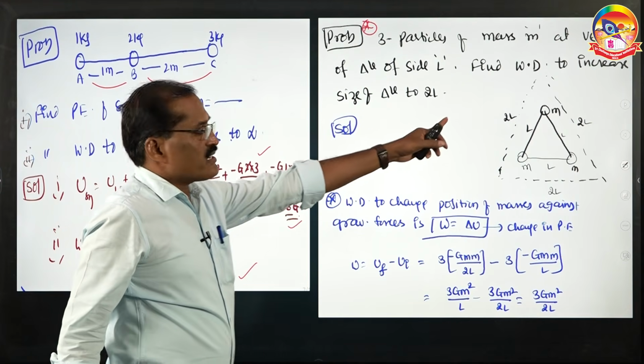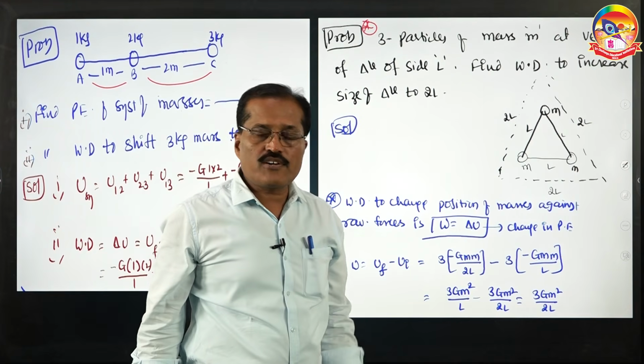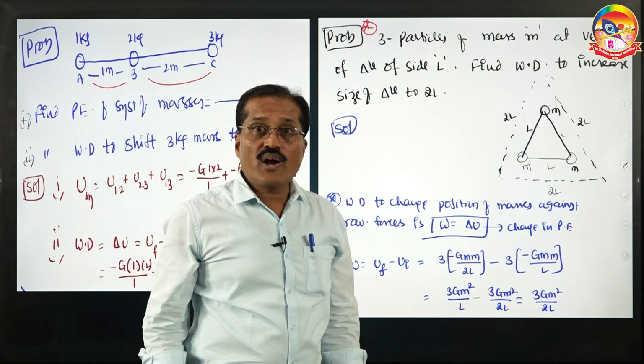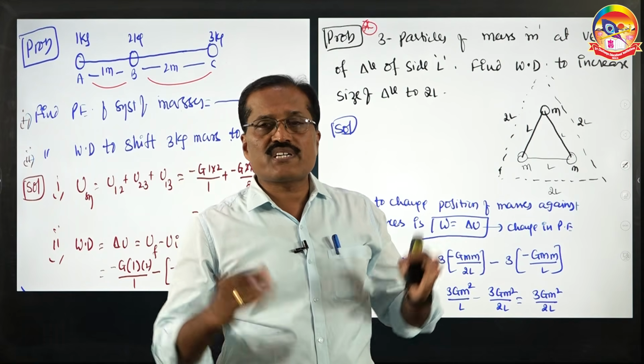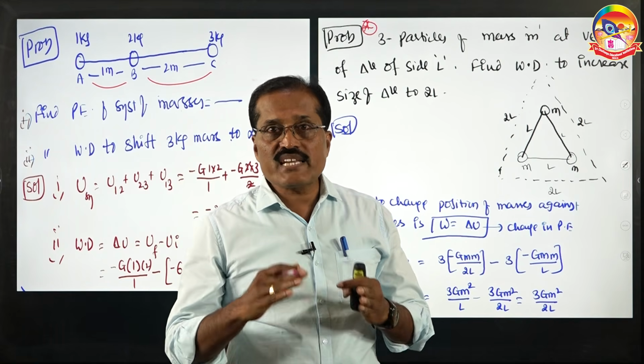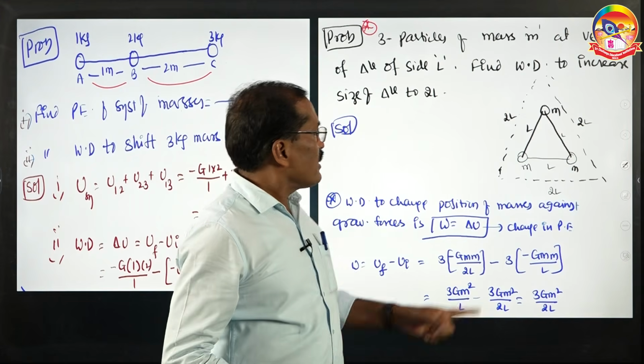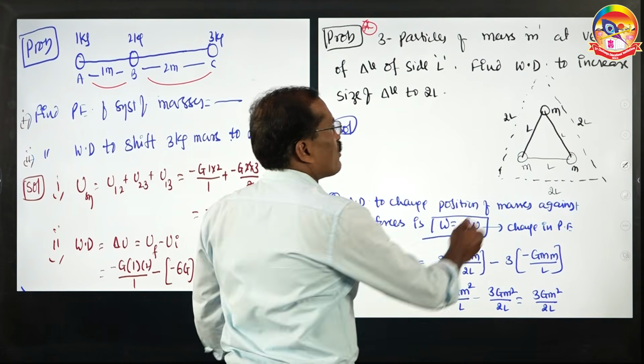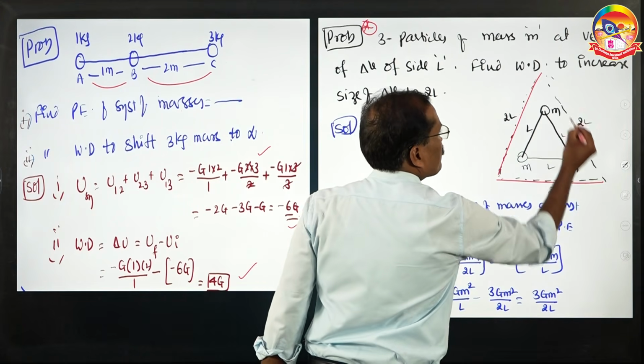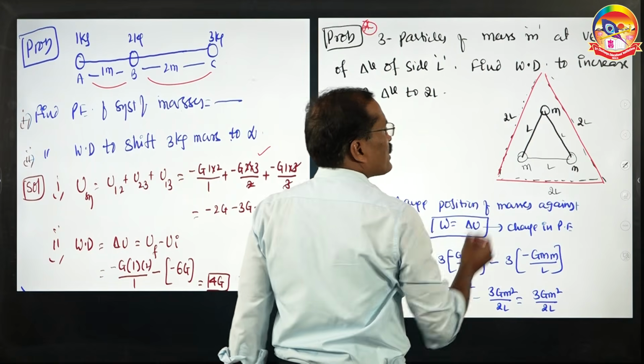3 particles are at 3 corners of an equilateral triangle of side L. What is the work done to increase the size of the triangle, to increase the side of the triangle to 2L? Earlier the side is equal to L. Now the side is equal to how much? It is 2L.